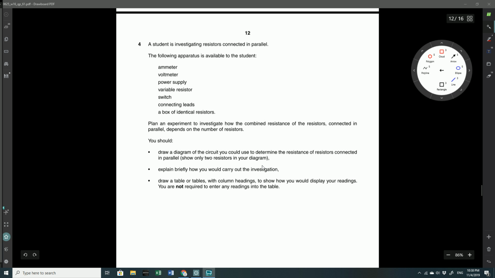Hey guys, in this video we're going to be going through a quick question on IGCSE Physics, and it's to do with electricity and connecting things in parallel. This is an example of a paper 6 question that I'll be going through today. So here is the question.